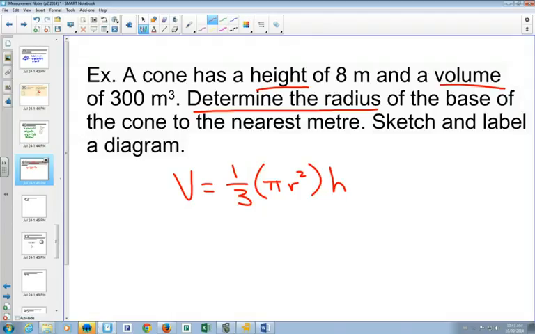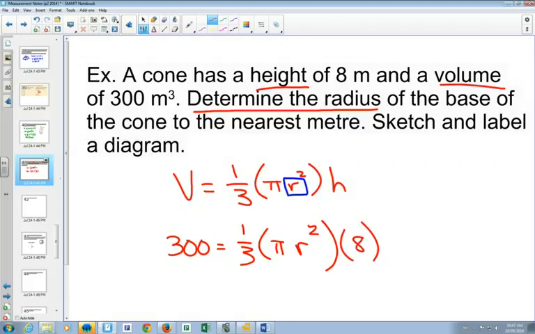Now we want to find out this radius. So in order to do that, we have to ask, can we put in numbers for all the other variables? Do we know the volume? Yes. The volume is 300. Pi is a number. We don't know r, so we can rewrite that. Do we know the height? Yes. And it's the right height. It's not the slant height, so we're perfect there.